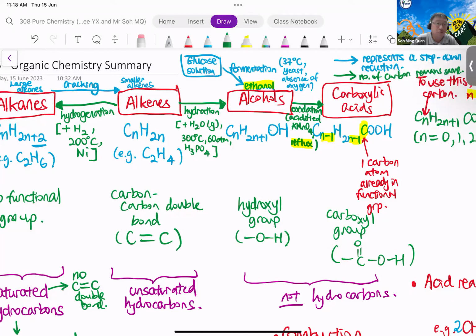For example, you can't go from ethene to propanol. You have not learned how to do that. So ethene to propanol, you don't know how to do it. Okay? Similarly, you have not learned how to go from ethanol to butanoic acid. You have not learned.